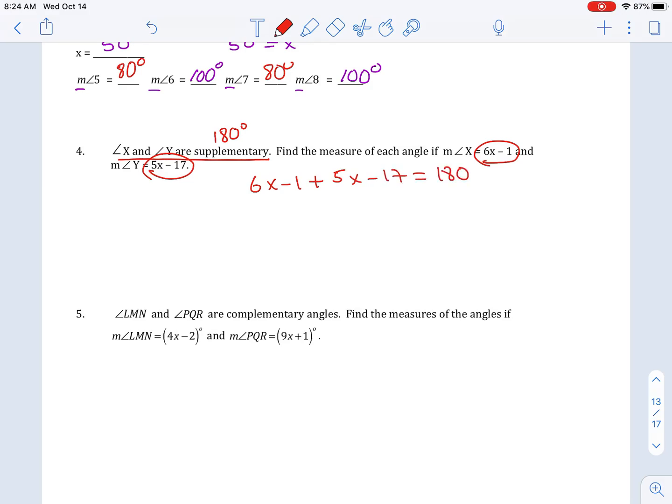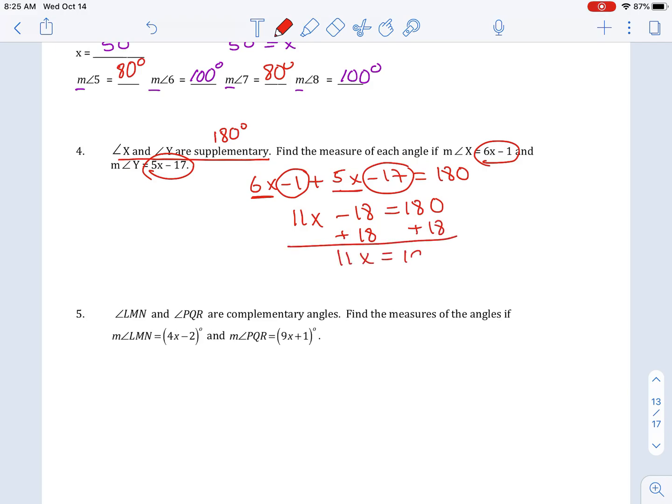Okay, let's solve for x. Notice we have like terms here. So that gives me a total of 11x, and then the numbers minus 18, right? Take the sign in front of it. We're going to add 18. 11x equals 198. Divide by 11, and we're going to get x equals 18. Now, make sure you answer the question. The question says to find the measure, so we do need to take these and plug it back in.